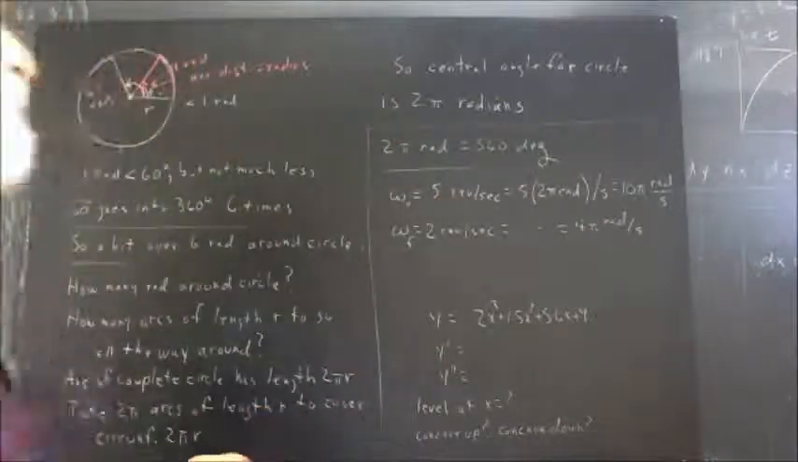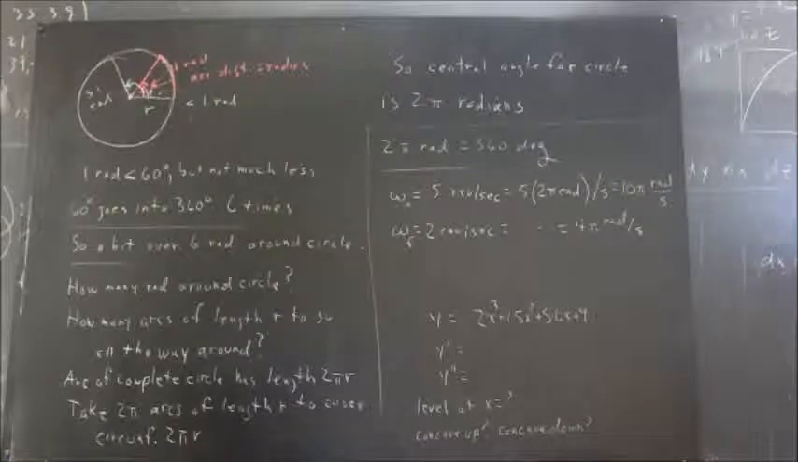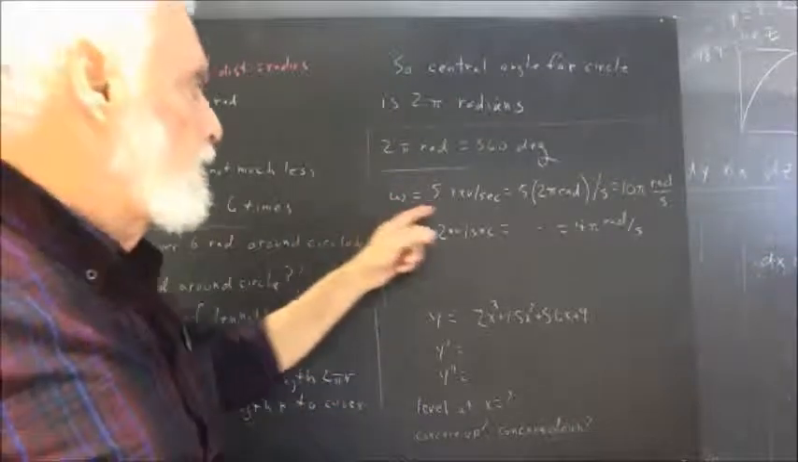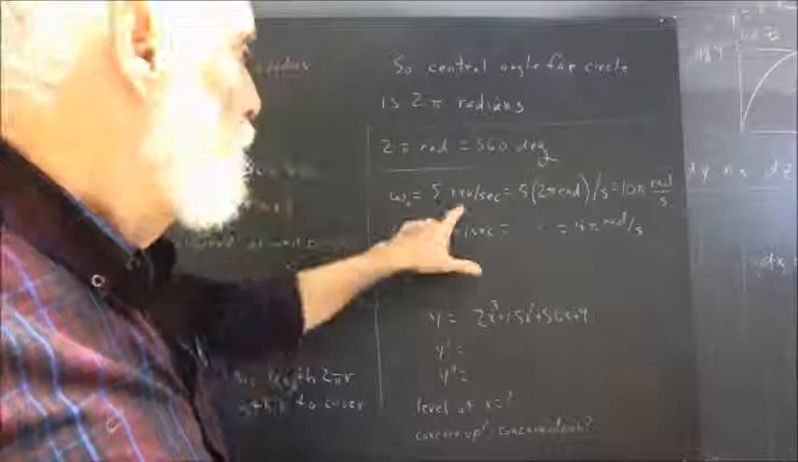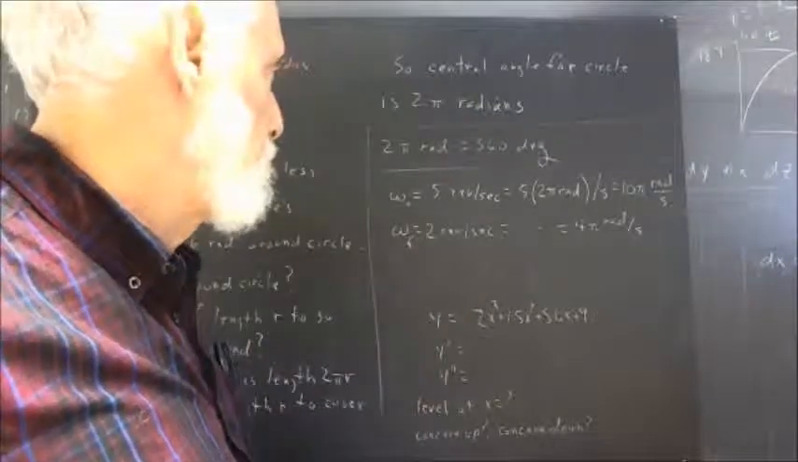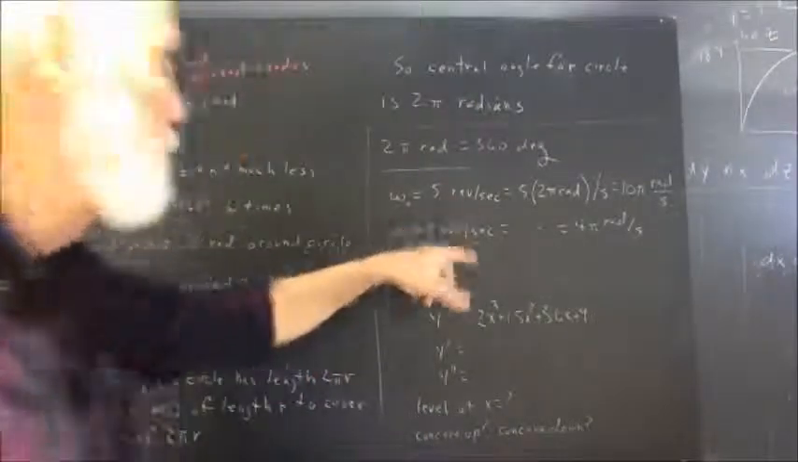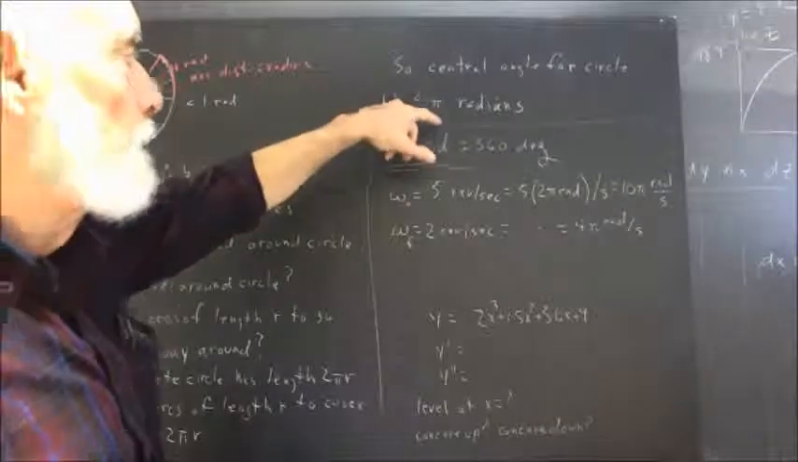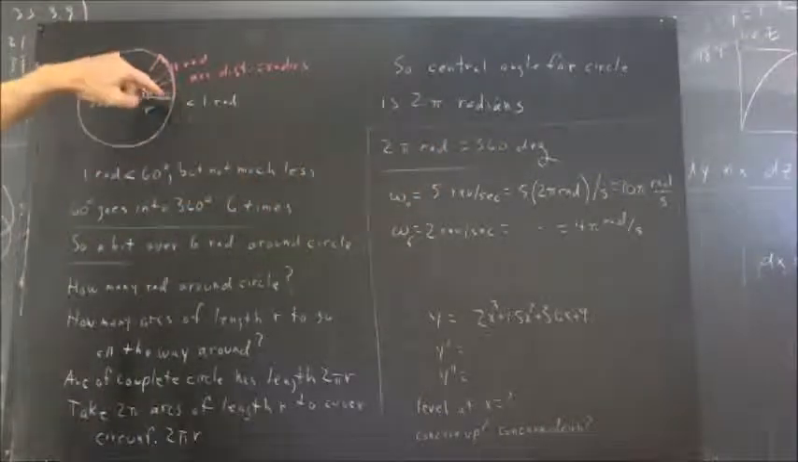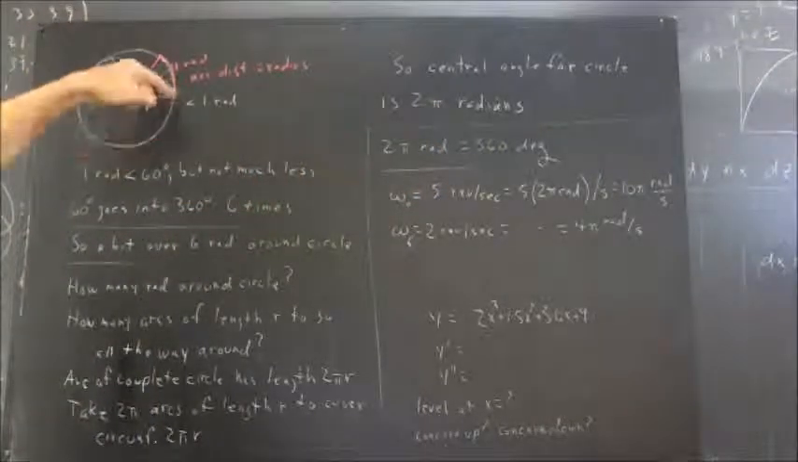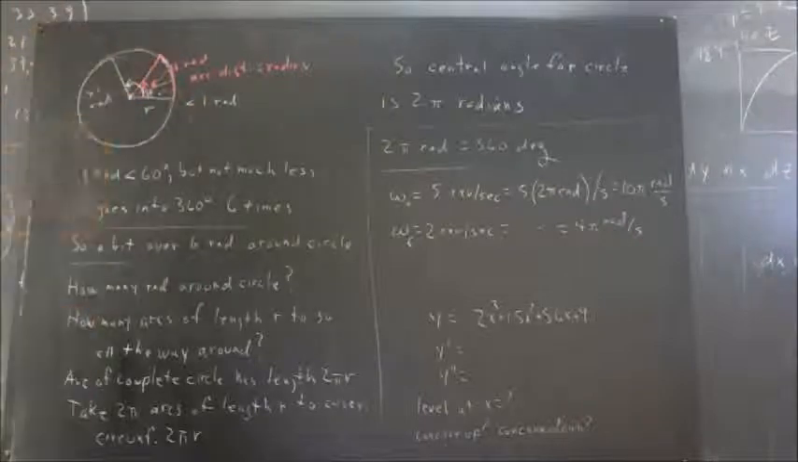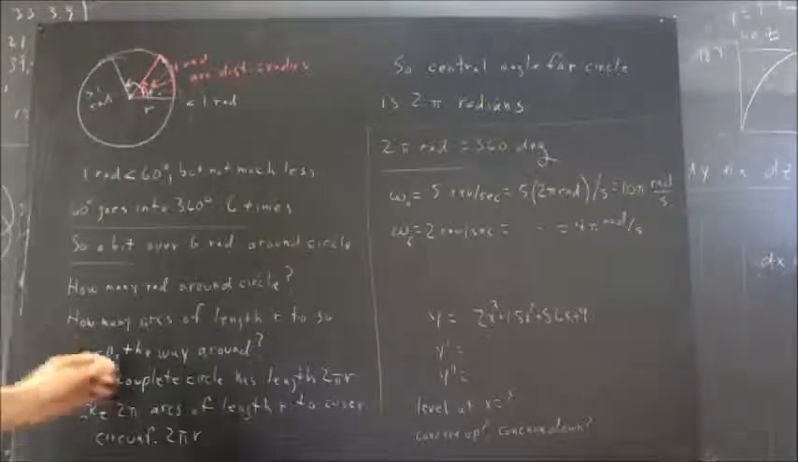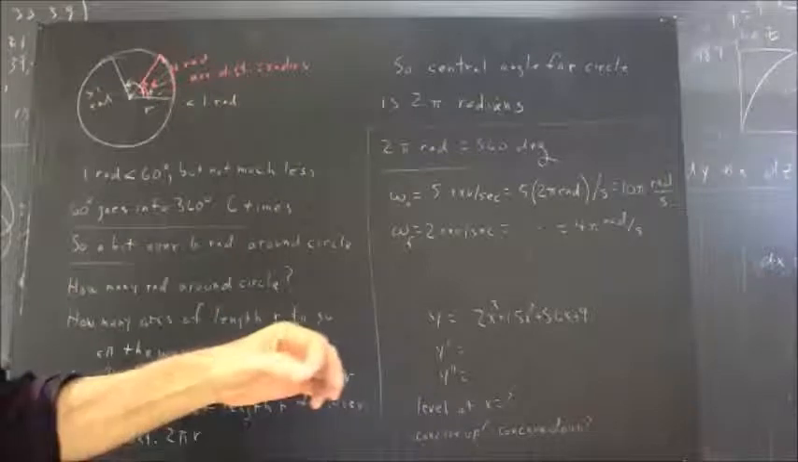So, let's go to another question. This omega naught, that's 5 revolutions per second, what is that in radians per second? Well, think about it now. The central angle for a complete circle is 2 pi radians. That means if you go through 1 complete revolution, you've gone through 2 pi radians of angle. So a revolution is the same as 2 pi radians.